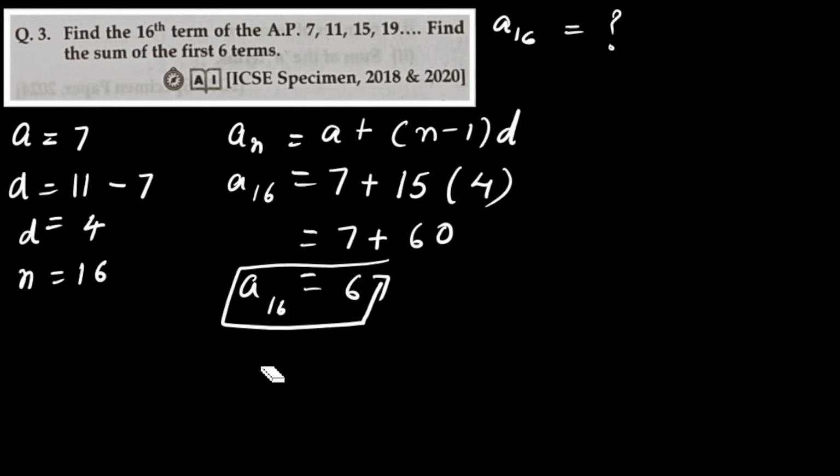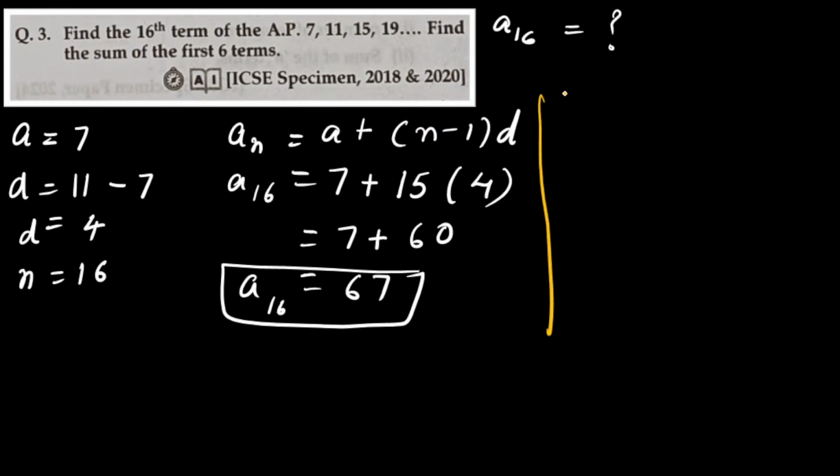Are you getting the same answer? 67. A16 is 67. Okay. That means the answer is the same. Now they're telling us to find the sum of 6 terms. For the Sn formula we will use, sum of 6 terms means S6 we have to find.